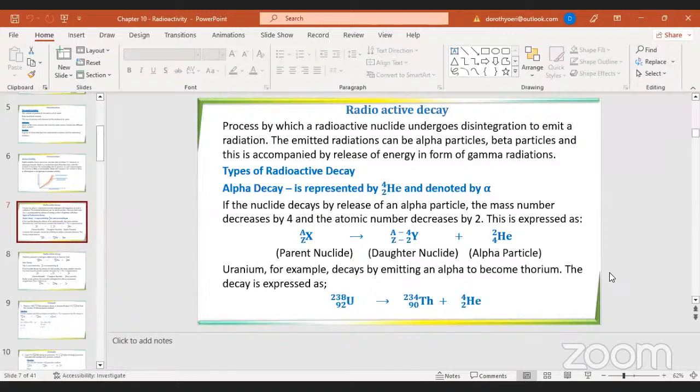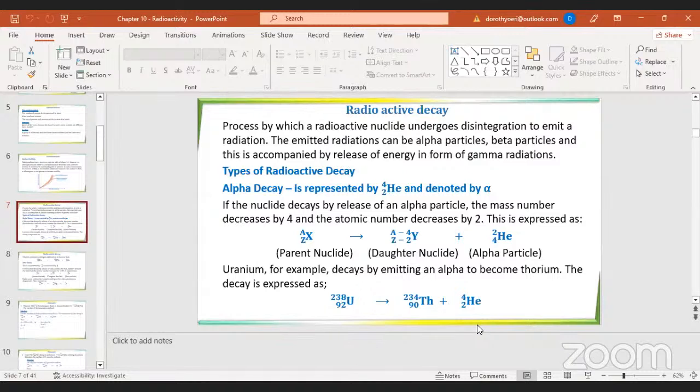We have uranium there. Yes, we have uranium, which has decayed. Uranium, for example, decays by emitting an alpha to become thorium.